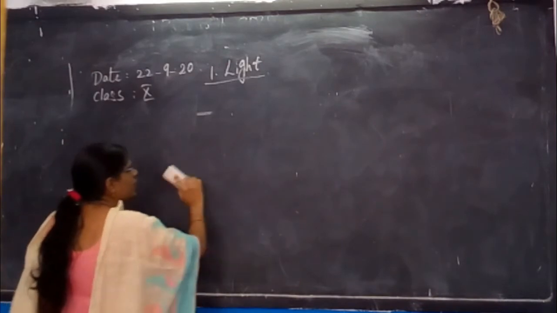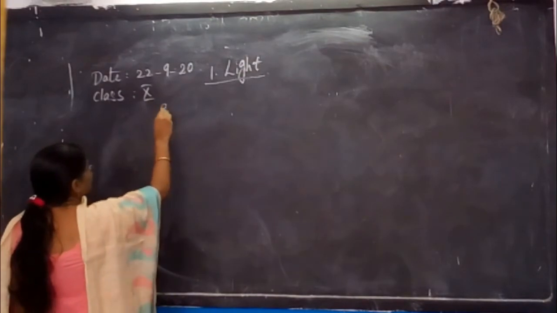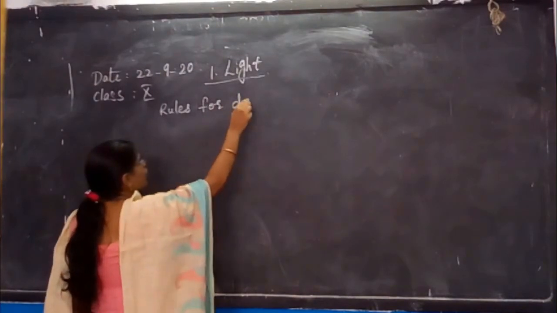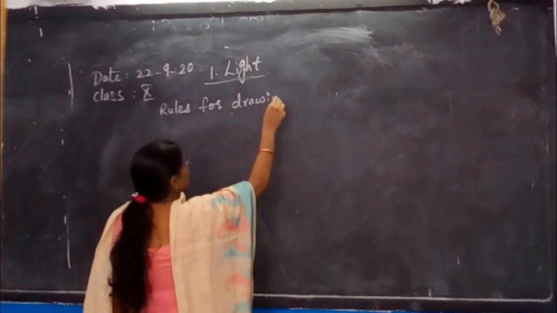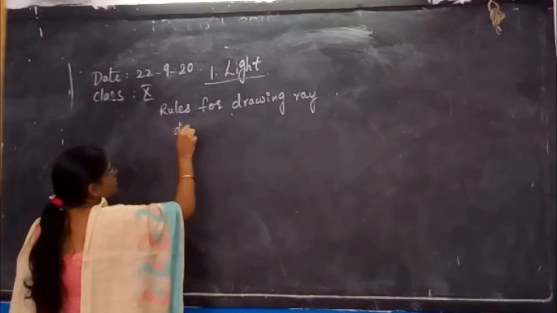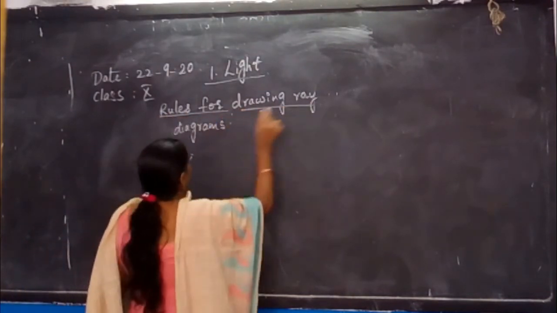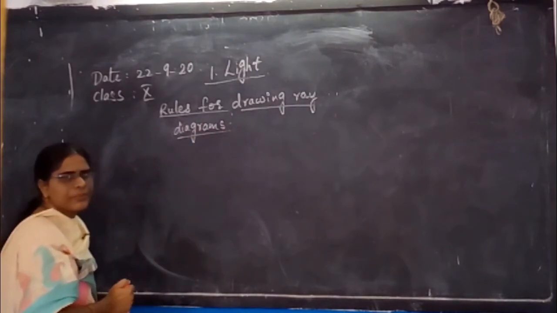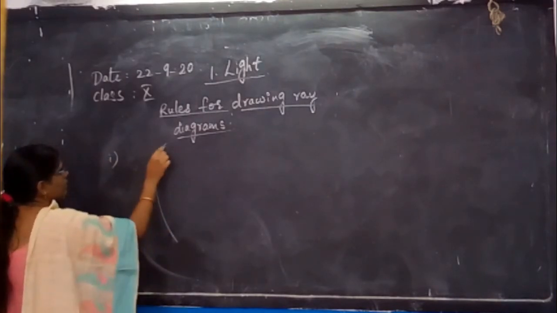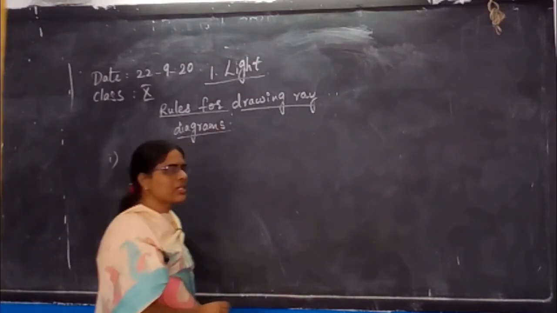Now after this, there are certain rules for drawing ray diagrams. Now what are these rules, we will see. These rules are valid both for a concave and a convex mirror.